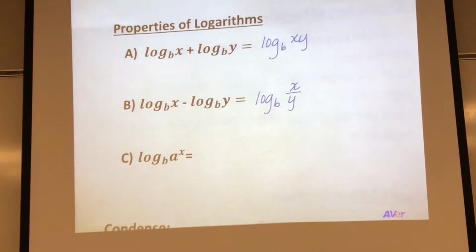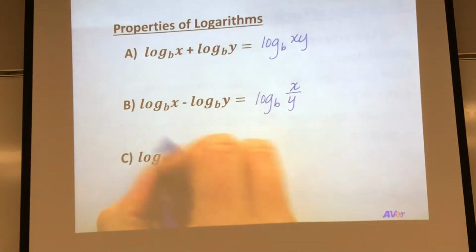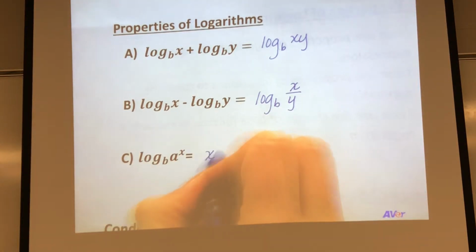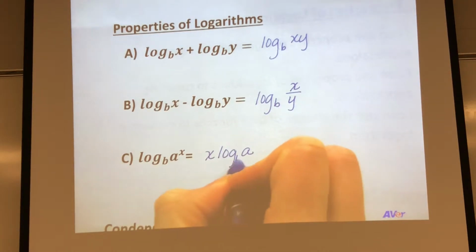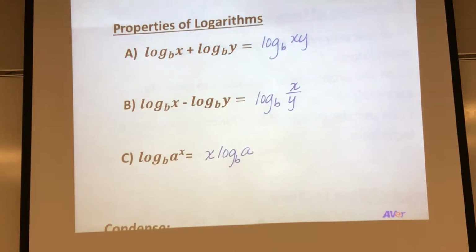Property C, when you have log of a to the x, we can take that exponent and move it in front so that it's being multiplied times the log. So x times log of a, still with a base of b. So we're going to use those properties to help us condense. If you need more time to write them down, just hit pause.